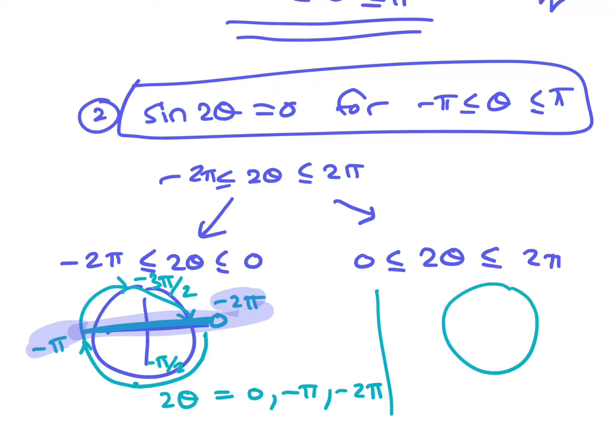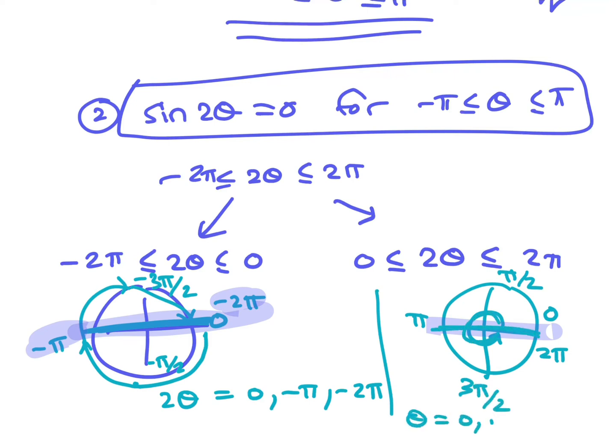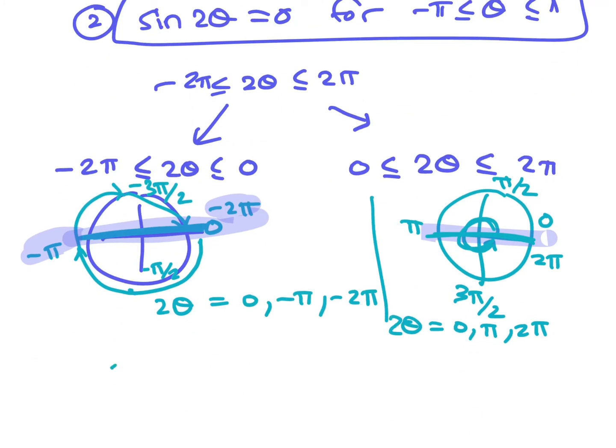And this one here, so we're going around in the positive direction, but we're really focusing on that line there. So it's going to be 0, pi, and then 2 pi, because it's not 90 and it's not 3 pi on 2. So on that line then, 2 theta equals, sorry, 0, pi, and 2 pi. So 2 theta is 0, minus pi, minus 2 pi, 0, pi, and 2 pi.